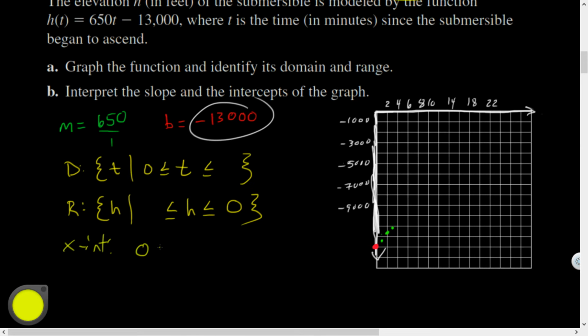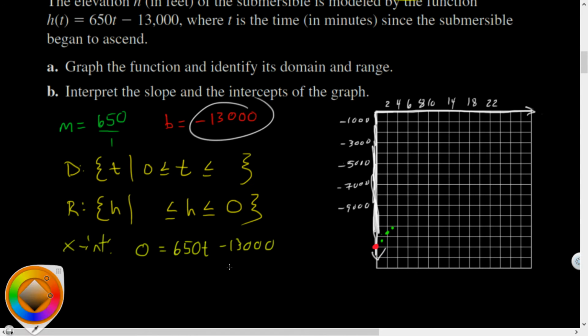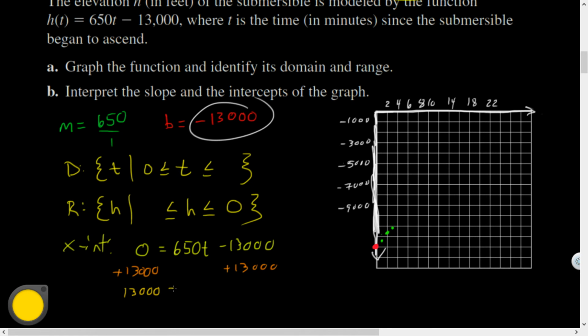So I'll have 0 equals 650t minus 13,000. And to solve for t, I would add 13,000 to both sides. All right, so I'll have 13,000. Yeah, this is really the best way to do it for this problem. I don't know a better way. And then divide both sides by 650 to get t by itself.